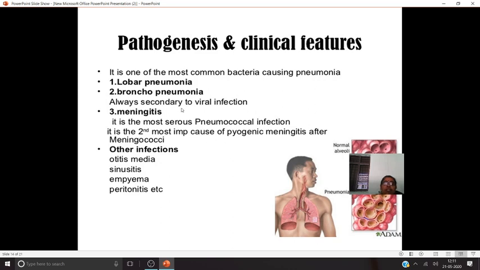Among all these, lobar pneumonia, bronchopneumonia and meningitis, some other infections are otitis media, inflammation of the middle ear, especially the Eustachian tube, which is very common in children. Then sinusitis, inflammation of the sinuses; empyema, pus formation in the pleural cavity; then peritonitis, inflammation of the peritoneum. The peritoneum is a layer covering all the abdominal organs. All these involve pneumococcal infections. If you look at the normal alveoli, this is how the infection spreads here.